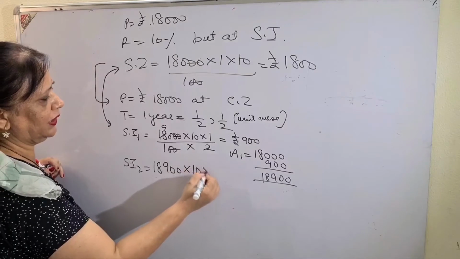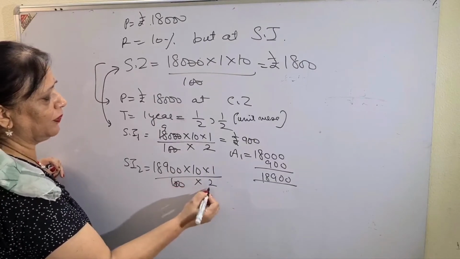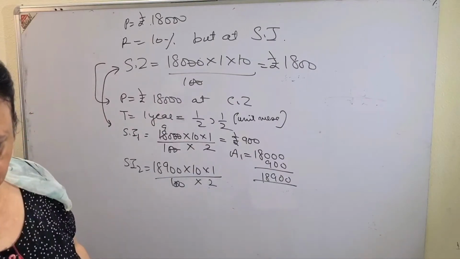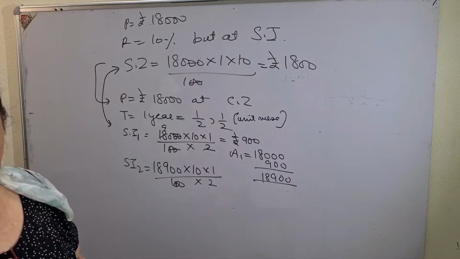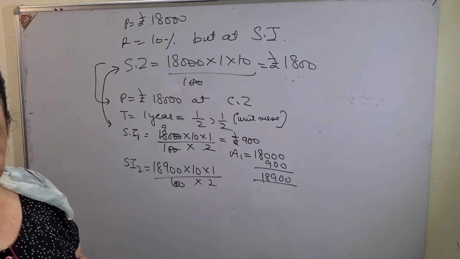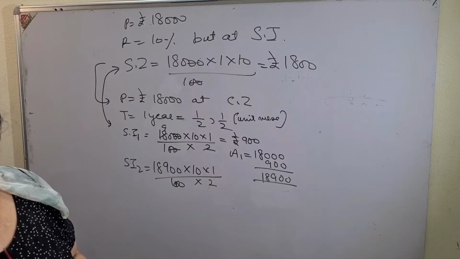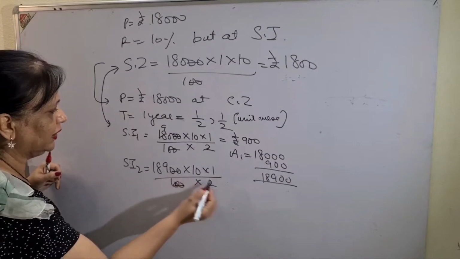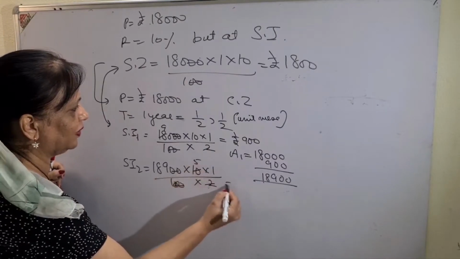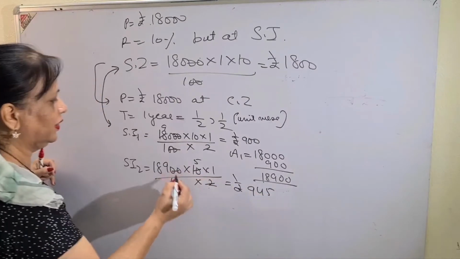18,900 into 10 into again half into, you must have understood half because it is written in the question that 10% CI compounded half yearly. Please underline it, question number 9. Fourth line, 10% compound interest compounded half yearly for 1 year. So again you can calculate it. See 2 5s are 10 and after multiplying you will get rupees 945. You can do it, you will get the answer.